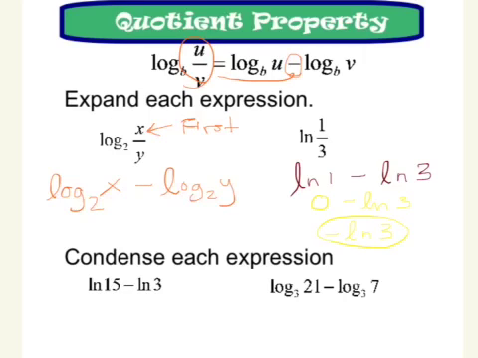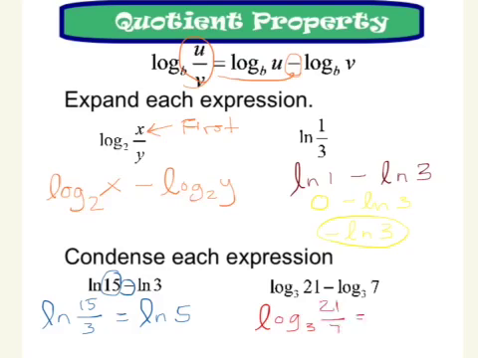I can also condense and go the opposite direction. So if I start with subtraction, I can turn it into division. So this expression would read natural log of 15 over 3. Remember, the first number is that top value, the numerator of my fraction, and I can simplify this to natural log of 5. Similarly, I can take this last example on this slide and change it to log base 3 of 21 over 7, which is log base 3 of 3, and if we remember some properties, that's just 1. It simplifies to 1.